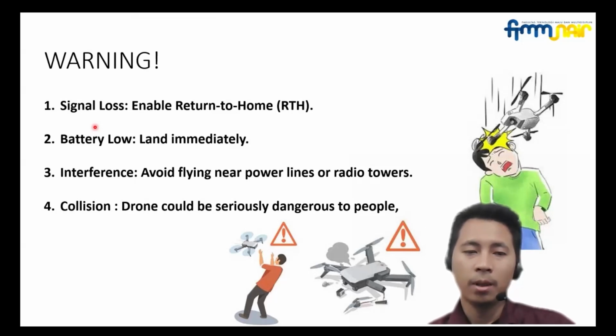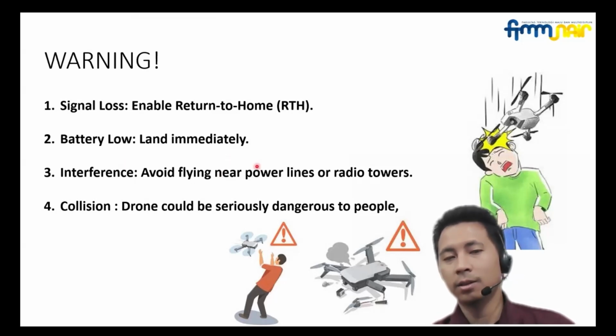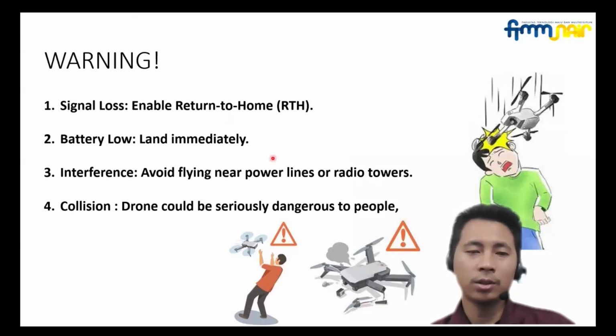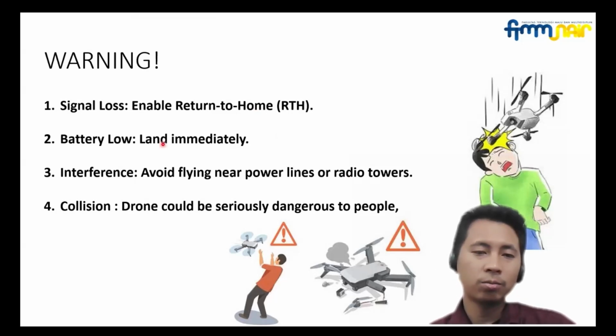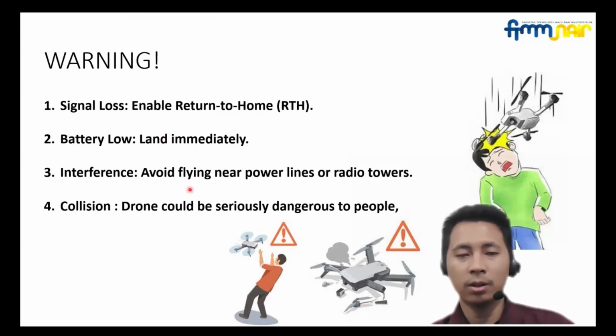And interference. We have to avoid flying near power lines, because it can cause signal loss. It can cause the drone to behave strangely. So I think it is better, or I think it is mandatory, to avoid power lines.